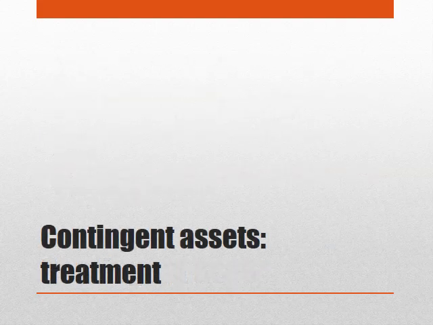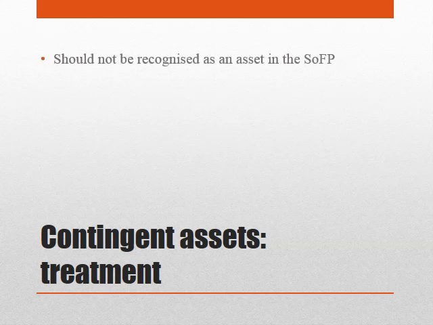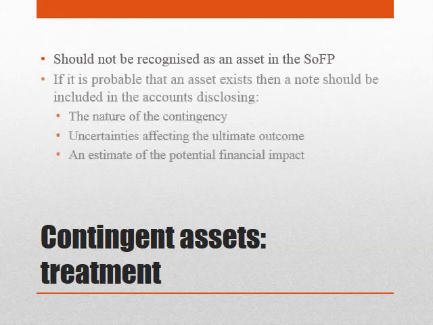So what do we do with these contingent assets? Well, the treatment is identical to the treatment for contingent liabilities. We don't recognise it as an asset in the statement of financial position. If we think it's probable, so more likely than not, that an asset exists, then we would include a note in the accounts. And we'd include a note which gave details as to the nature of the contingency, details of the uncertainties affecting this transaction and the outcome, and an estimate of the potential financial impact.